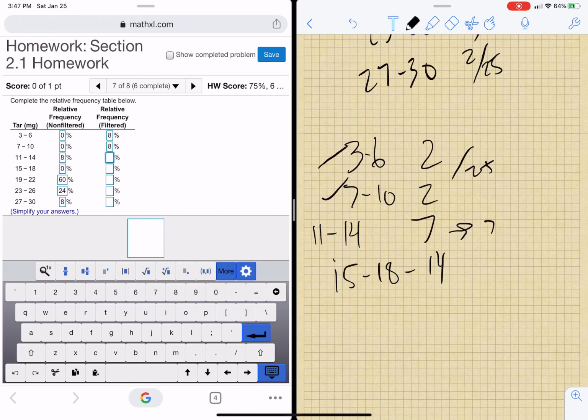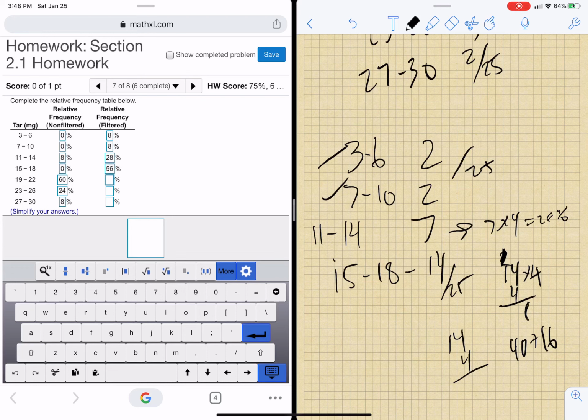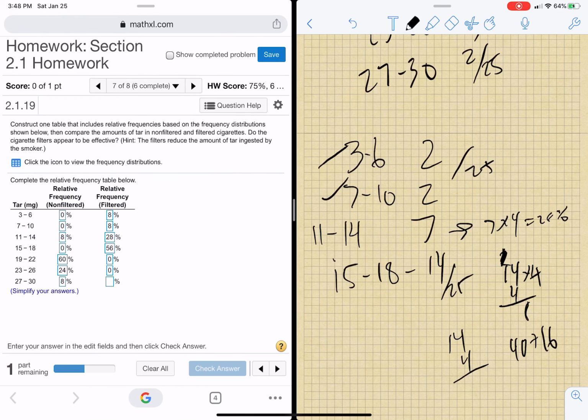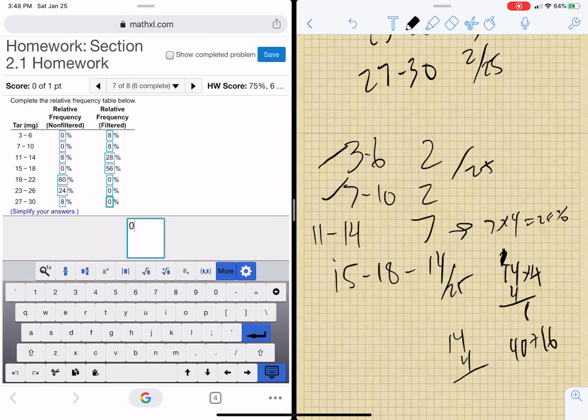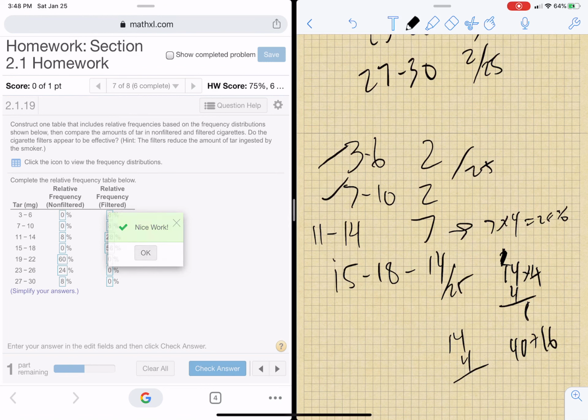Okay, now this one is going to be 7 times 4, 28%. Okay, next one's going to be pretty big. It's 14 out of 25. 14 times 4, 28. Sorry. 14 times 4. Usually I'll just do it like what's 40 plus 16. That's generally how I do it. Because 10 times 4 is 40, and then 4 times 4 is 16, so it's 56%. And none of them happen on the other one, so they're all 0. Okay, nice work, good.